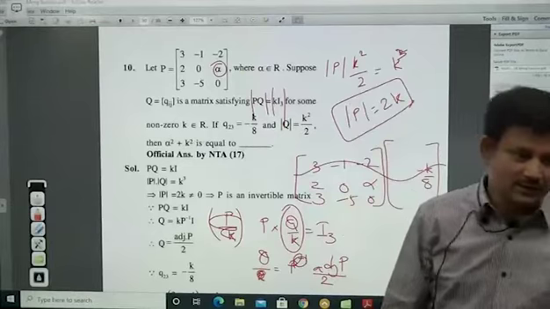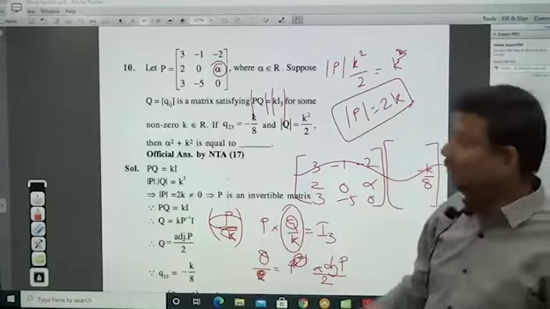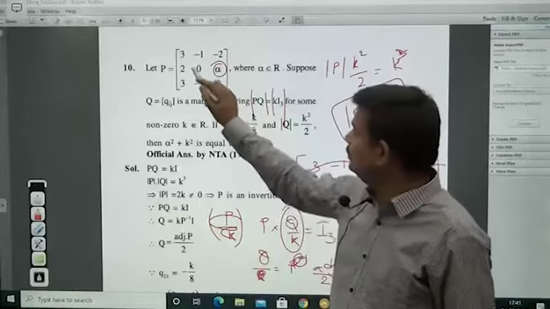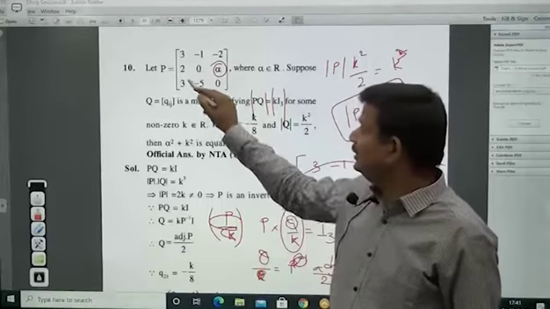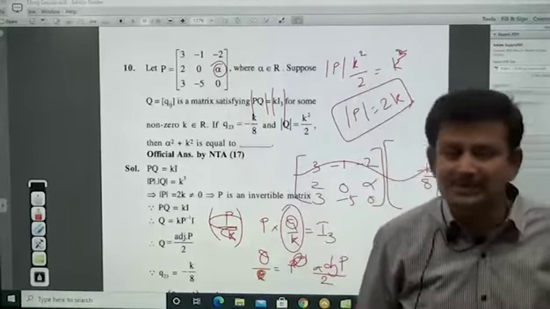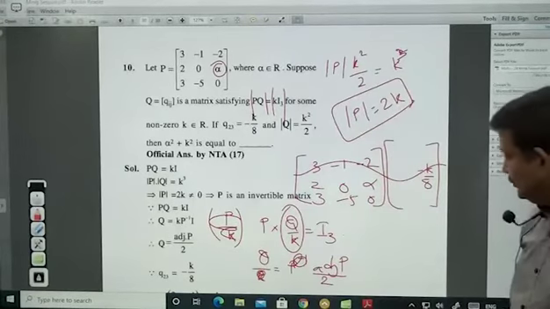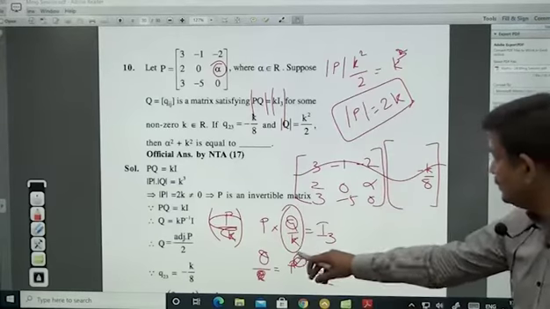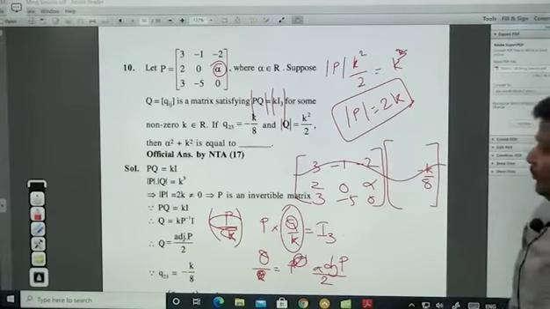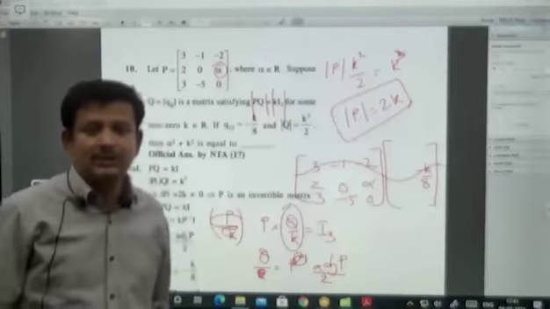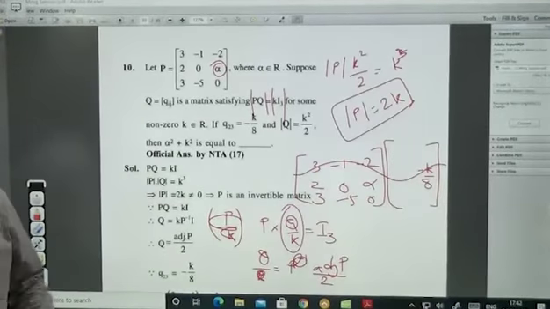So in the adjoint of P, what is the element which you have to focus on? The 2,3 element. What is the adjoint of this element? Remove this column, remove this row. Minus 15 plus 3, minus 12. Minus 12 is given to be how much? So the k value you will get from there. Is that clear, all of you?